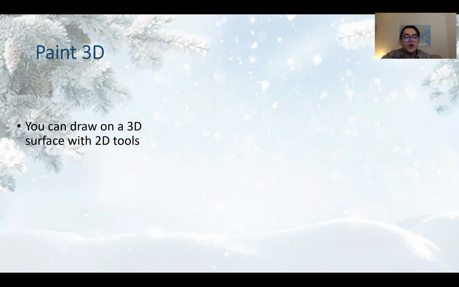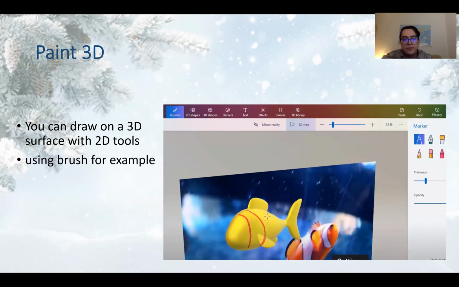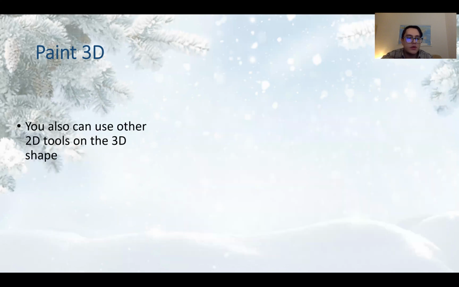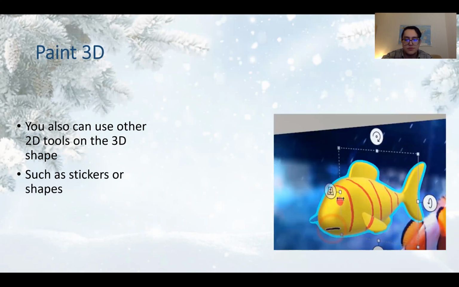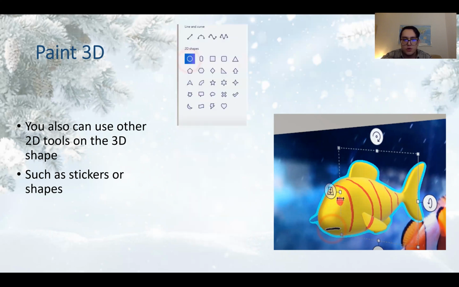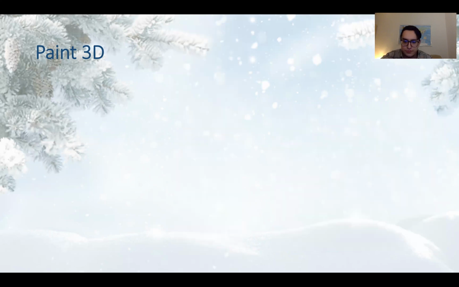You can draw on a 3D surface with 2D tools. Using the brush, for example, you can draw on this 3D shape, just like this. You can also use other 2D tools on the 3D shape, such as stickers or shapes. So you can make a face for the fish, using shapes and stickers.